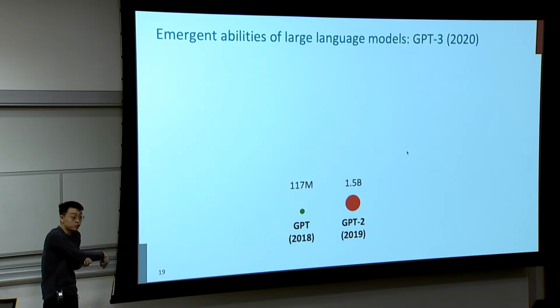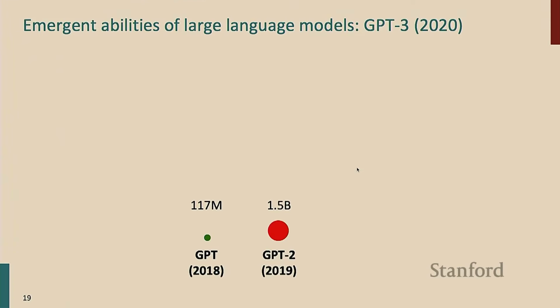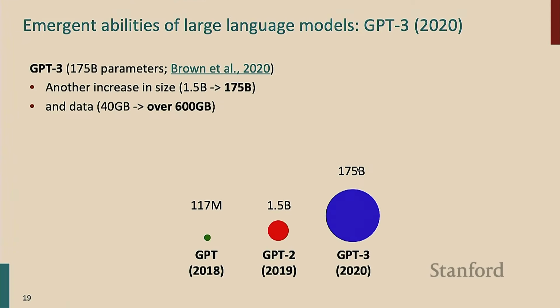Okay, so that was GPT-2, that was 2019. Now, here's 2020, GPT-3. GPT-3 is 175 billion parameters. So it's another increase in size by an order of magnitude. And at the time, it was unprecedented. I think it still is kind of overwhelmingly large for most people. And data: they scaled up the data once again.